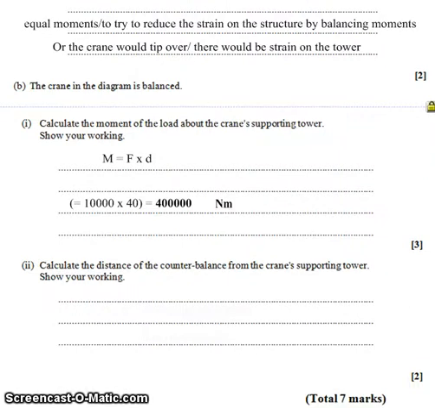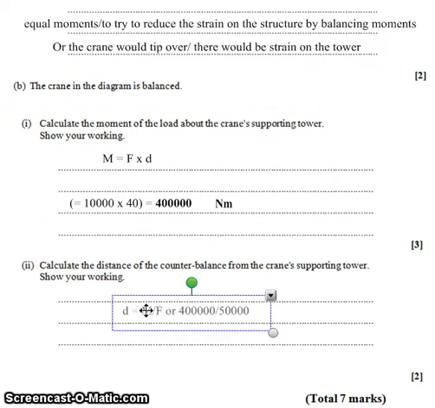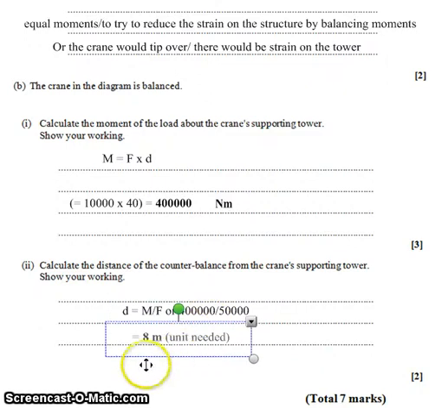Part 2 of this question, we've already been told that the crane in the diagram is balanced. So if we've got 400,000 newton meters on one side of the pivot, then we must also have 400,000 newton meters on the other side of the pivot. So that's our starting point. The distance is equal to the moment divided by the force, which gives us 400,000 divided by the force 50,000, which will give us 8 meters, and you must include the units, meters.